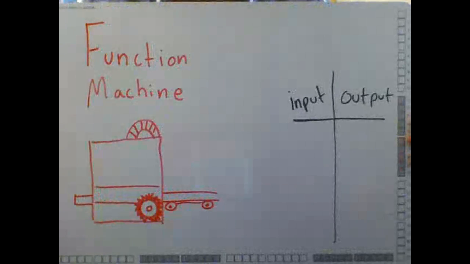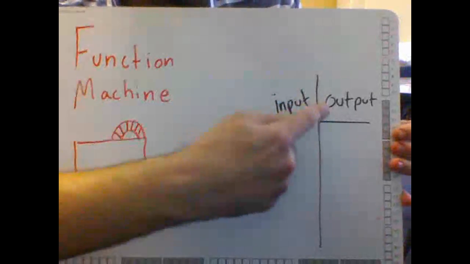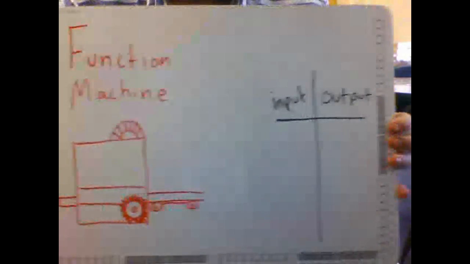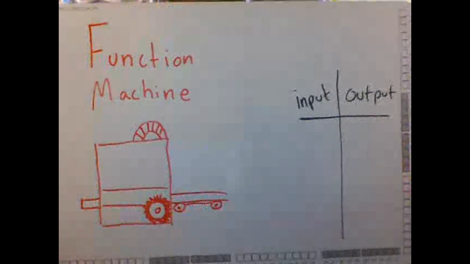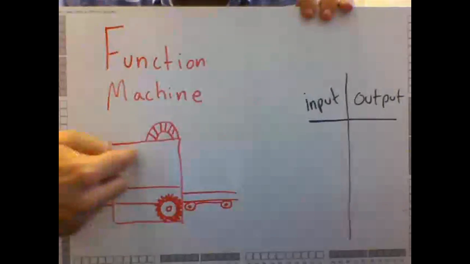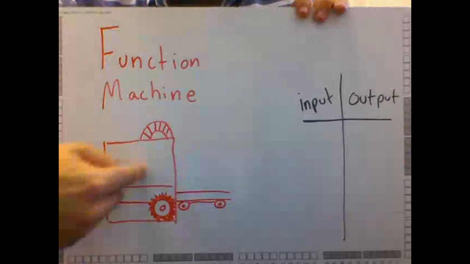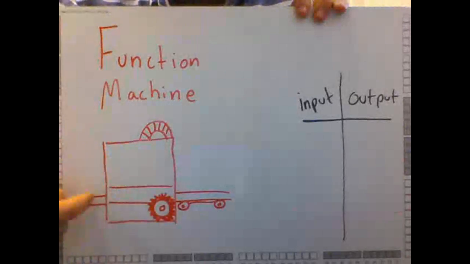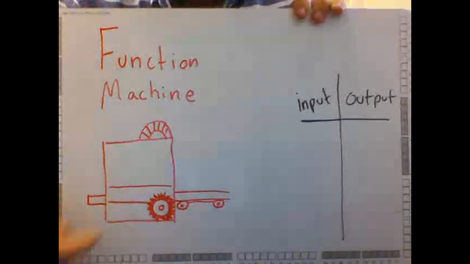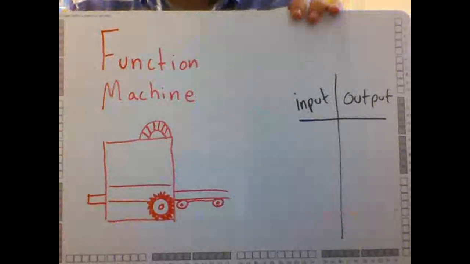I have here a function machine, and on the right hand side you'll see that I have an input and an output. So I want you to notice, what do you think is going on inside of my function machine? Remember, a function machine has a certain rule. Whatever you put into it, it's going to follow that rule, apply it to our number that we put in, and then it's going to spit out a new number. So let's see what's going on here.